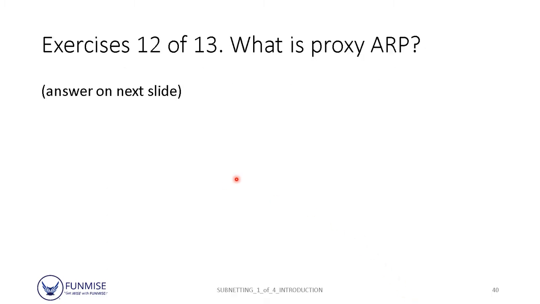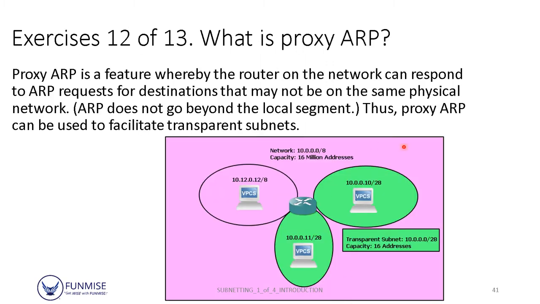Exercise number 12. What is Proxy ARP? Proxy ARP is a feature whereby the router on the network can respond to ARP requests for destinations that may not be on the same physical network. ARP does not go beyond the local segment. Thus, Proxy ARP can be used to facilitate transparent subnets.